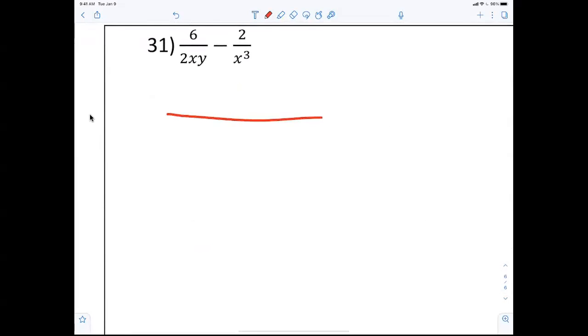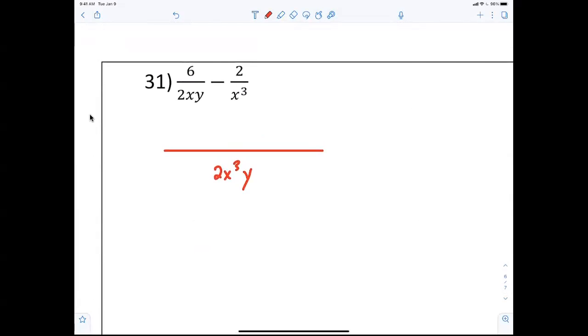Common denominator: 2x to the third y. 2x cubed y. Very nice. So what's missing on the first one? x to the second, right? What's missing on the right? y. 2y. Beautiful. Is everybody okay with that?